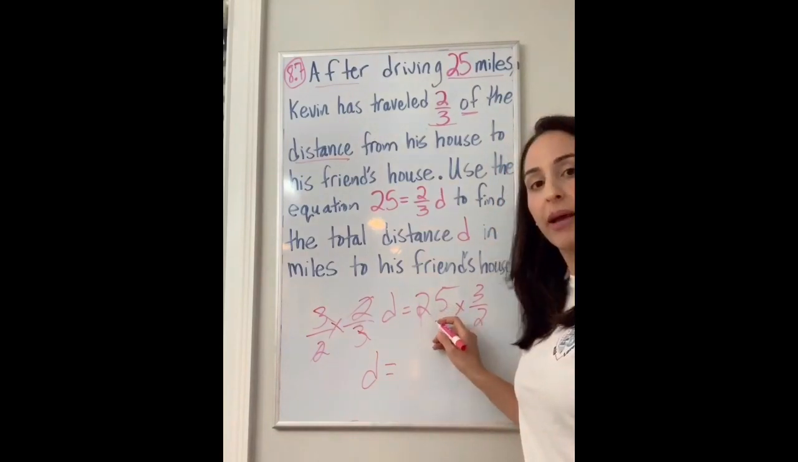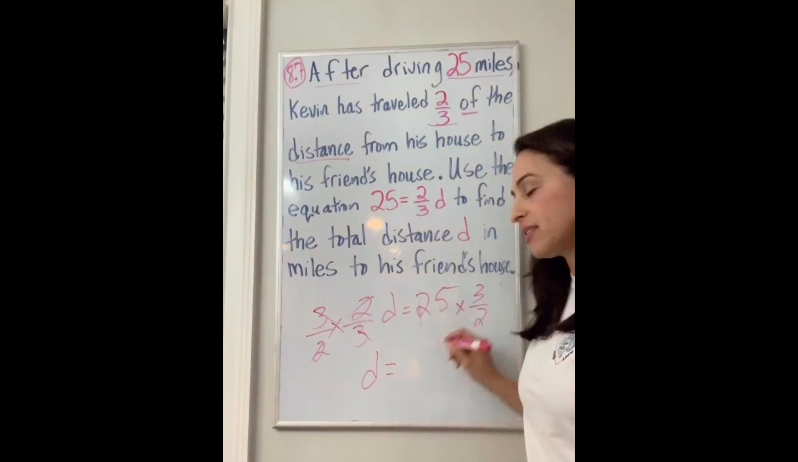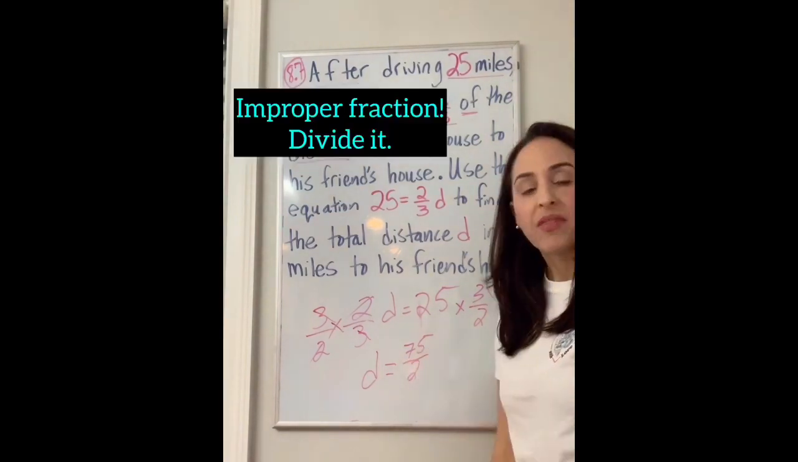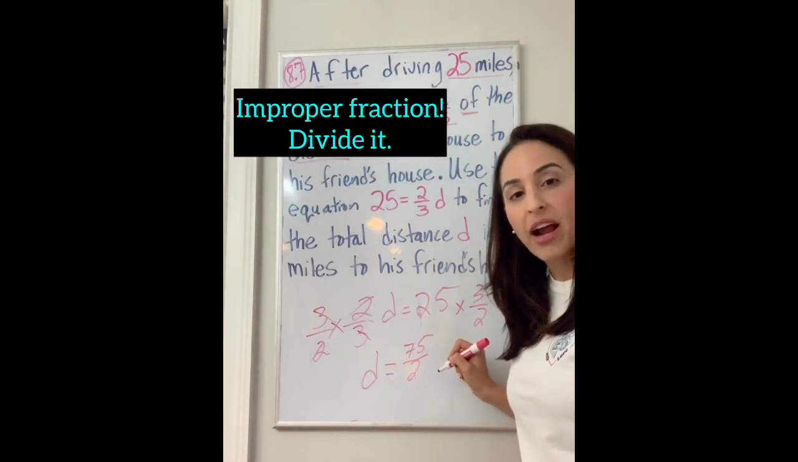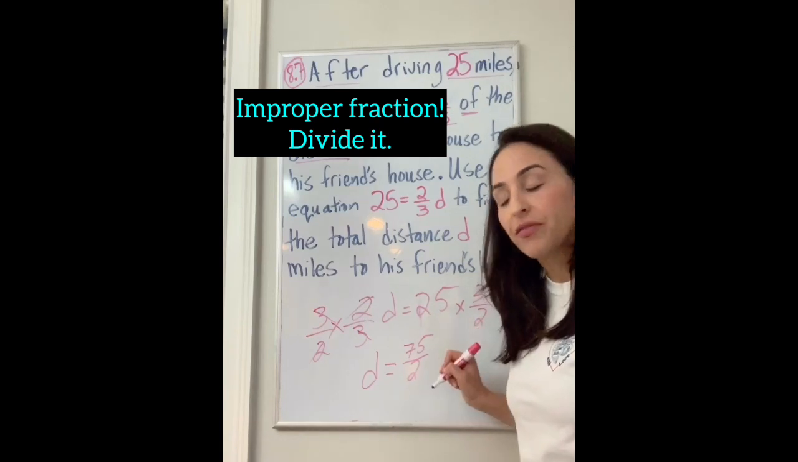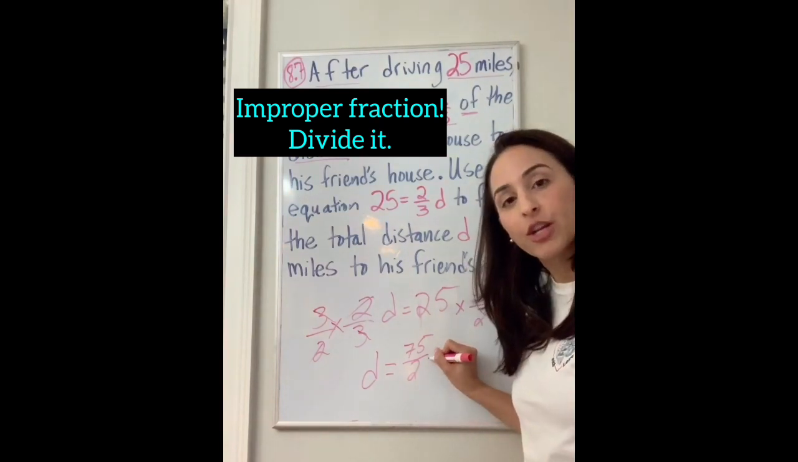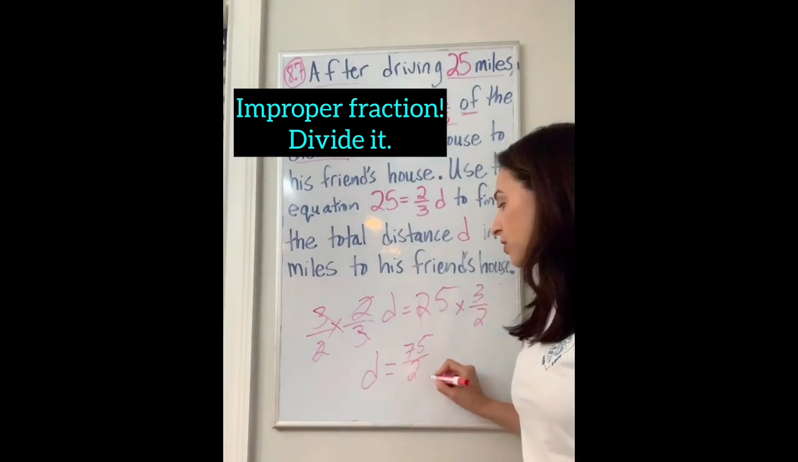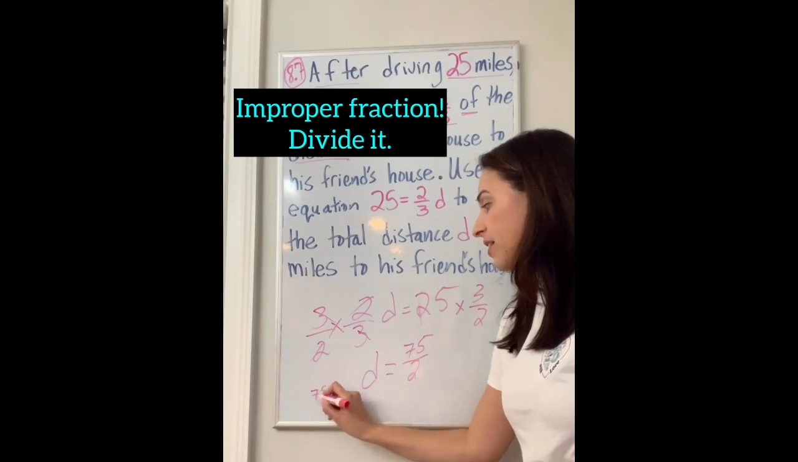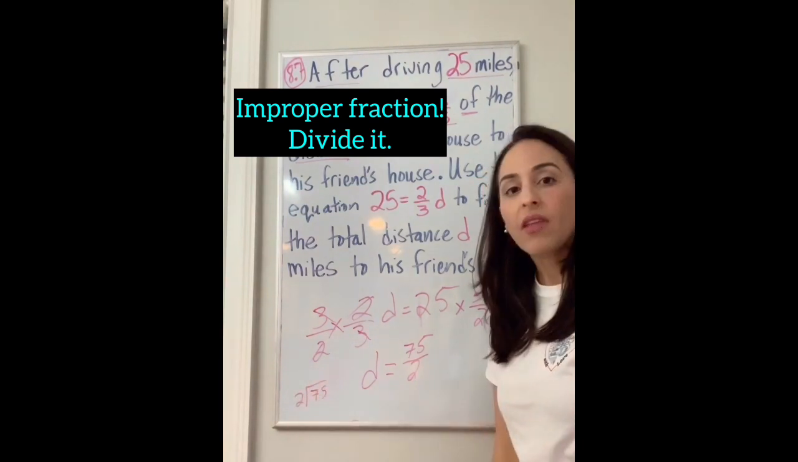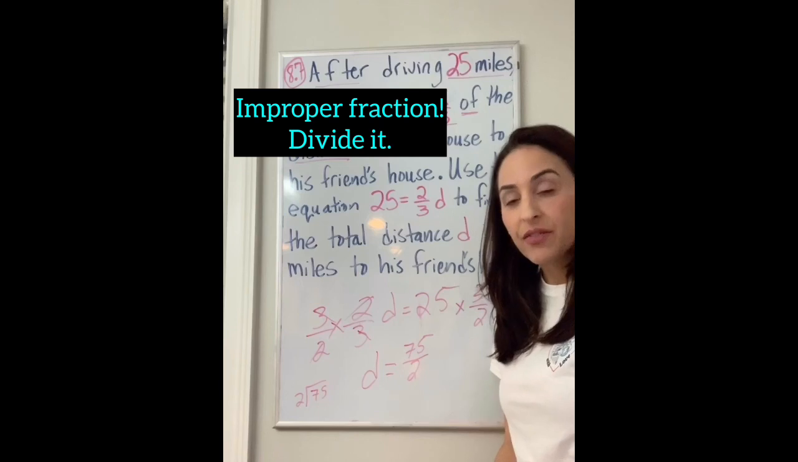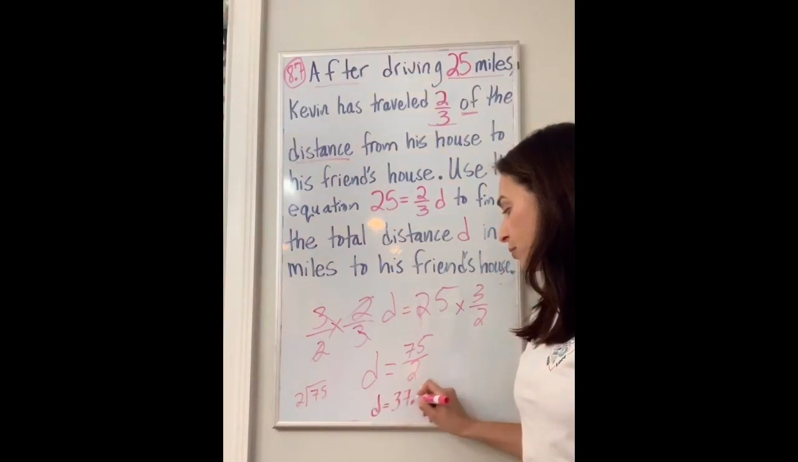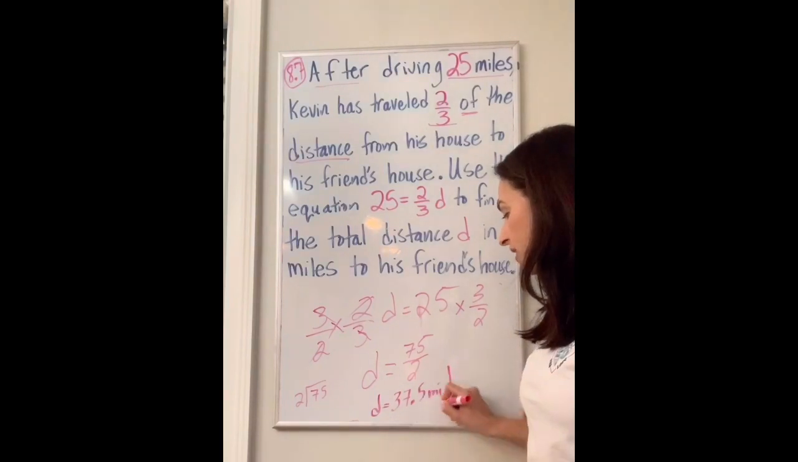Okay, now I can multiply 25 times 3 is 75. And 75 divided by 2. Now, that's an improper fraction. The way you get rid of improper fractions is you have to divide. This line right here in a fraction means divide. So 75 divided by 2, I have to do the division. I can do it on the side. You know how to divide. Go ahead and divide that. When you divide, you're going to get 37.5 miles like we got last time.